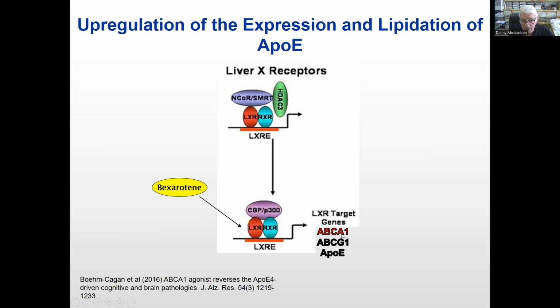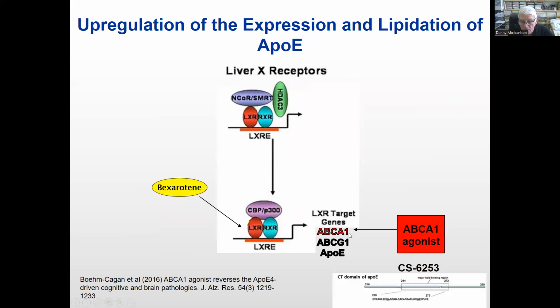This is very nice and can be used in the lab to ask the question that we're asking, but it has a limitation: in doing so, we upregulate not only ABCA1, but other NXR target genes, such as ABCG and ApoE. And therefore, it is necessary to employ a complementary approach using an ABCA1 agonist that does not change the level of ABCA1, but rather changes the activity.